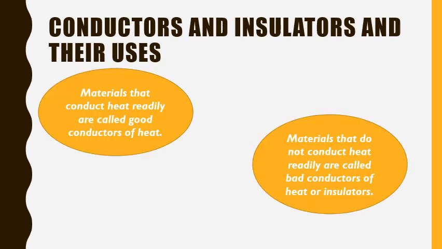On the basis of the ability to conduct heat, the materials are classified as conductors and insulators. So to define a conductor, we can say that materials that conduct heat readily are called good conductors of heat. Whereas the materials that do not conduct heat readily are called bad conductors of heat or insulators.